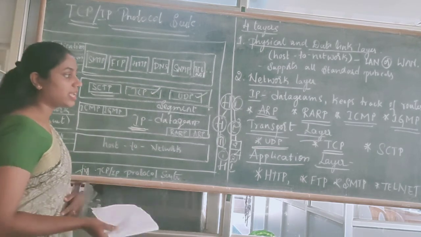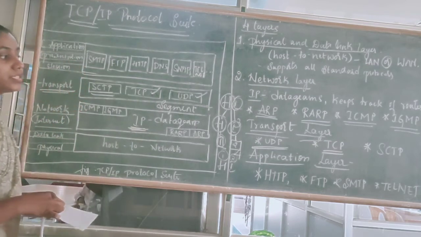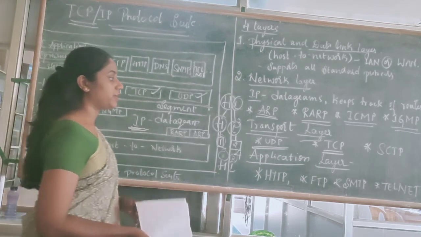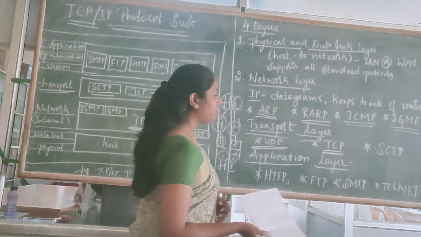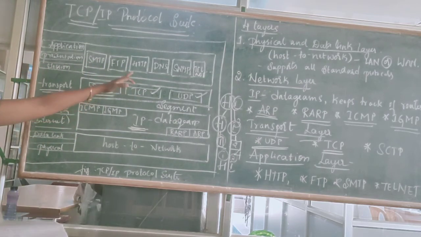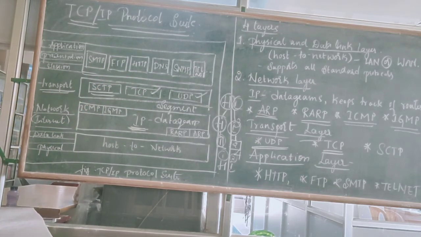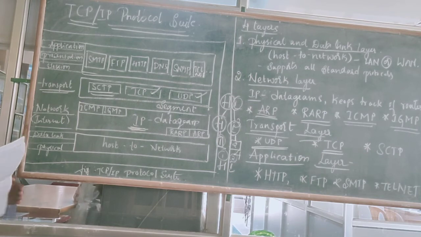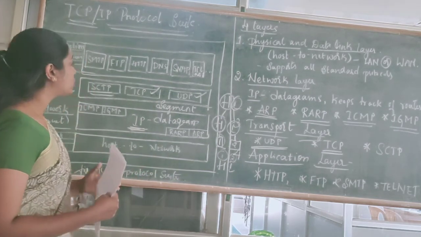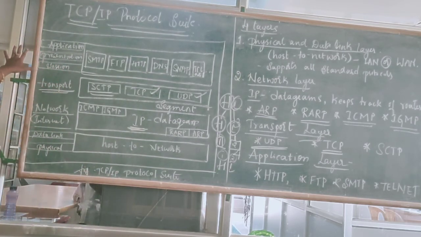The last layer is the application layer. It is mainly concerned with the user interface, and it supports different protocols like HTTP and FTP. You can see here: SMTP, FTP, HTTP, DNS, SNMP and Telnet. These are the different protocols supported by the application layer. In the application layer, three different layers of the OSI model are combined. Which are those three layers? The application, presentation and session layers.